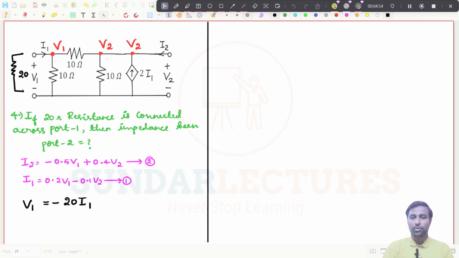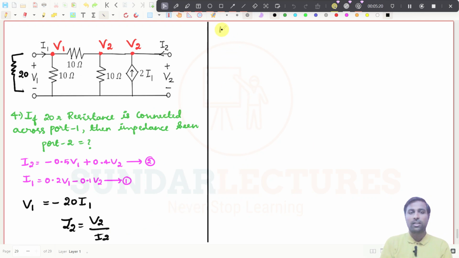So now what you do? You just try to substitute this in equations number 1 and 2. First we try to substitute it in equation number 1. Then what is the question? They're asking what is the impedance seen from port 2, which means we need to find V2 by I2. So what you will get now, it is very simple.